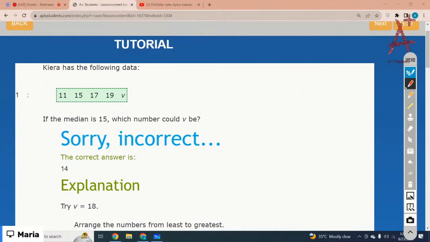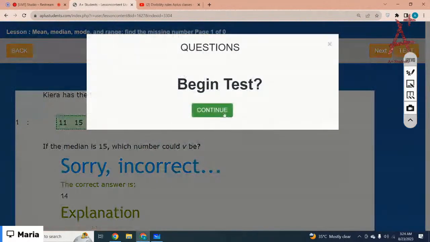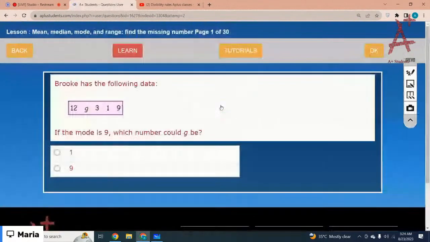So let's just start with the test questions. Okay, Brooke has the following data. If the mode is 9, which number could G be? 1 or 9?